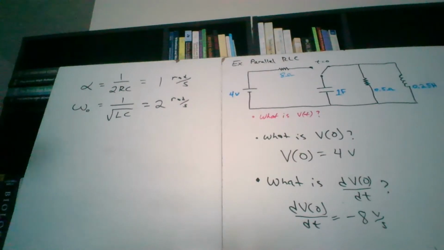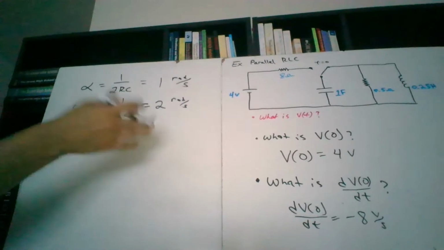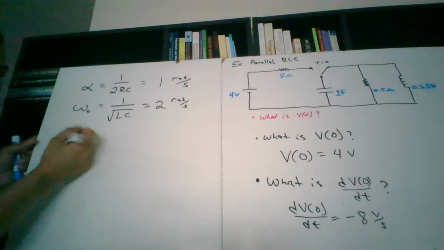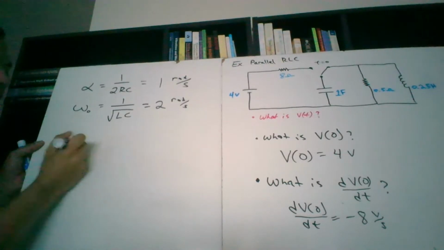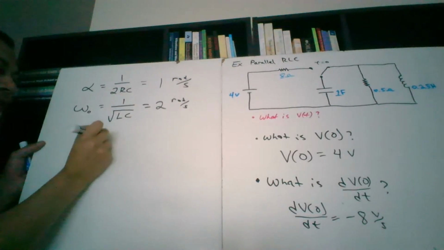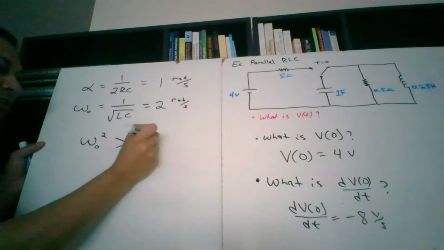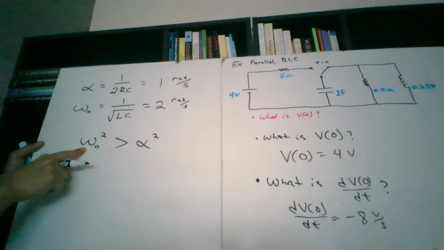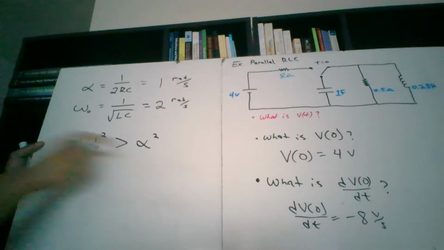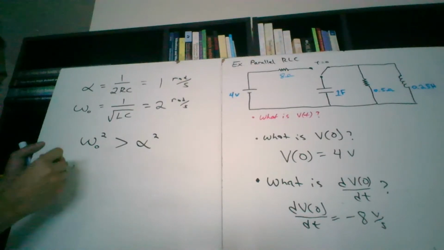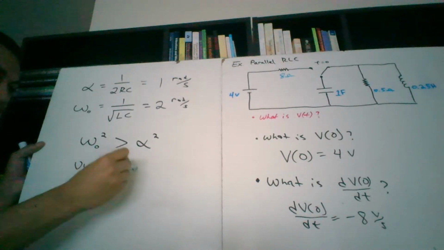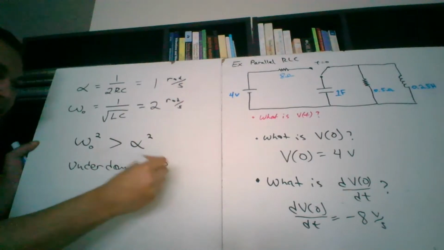Once you know that this is 2 and this is 1, you can conclude. Yesterday I wrote it as squared, but you don't really have to write them as squared. You can leave them as whatever, but let's do it as squared anyways because I did it yesterday as squared terms. So in this situation, omega naught squared is going to be greater than alpha squared. And yes, if omega naught squared is greater than alpha squared from yesterday's lesson, we would say that the situation is an underdamped response.